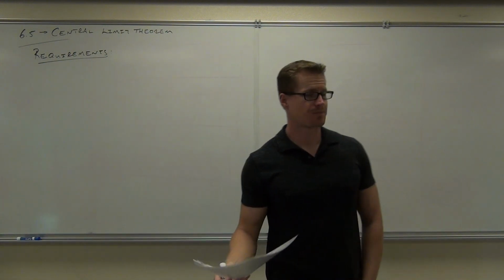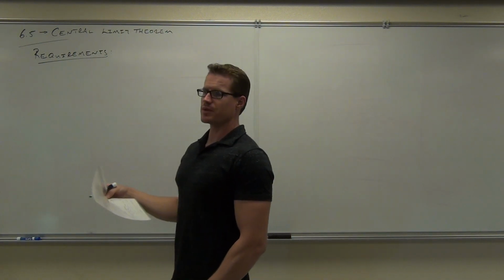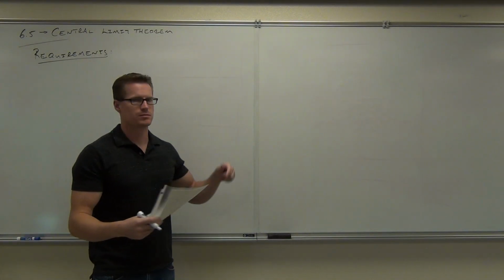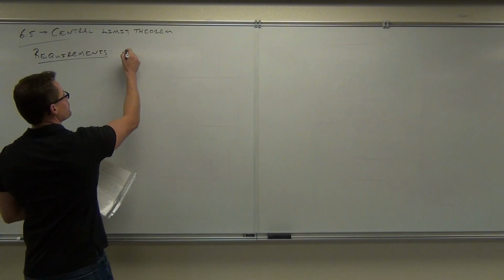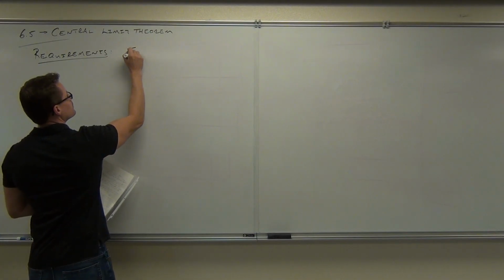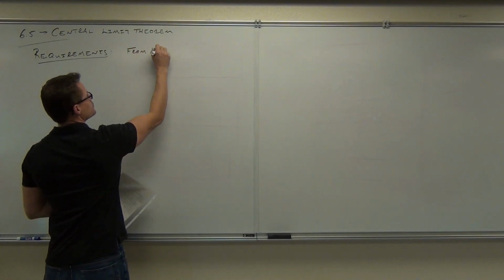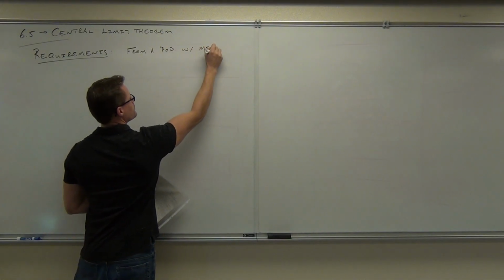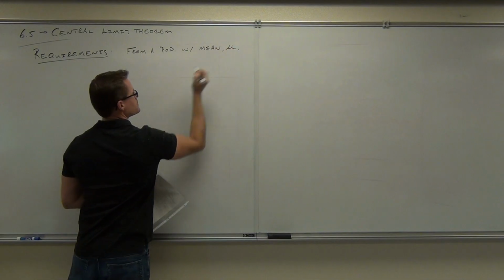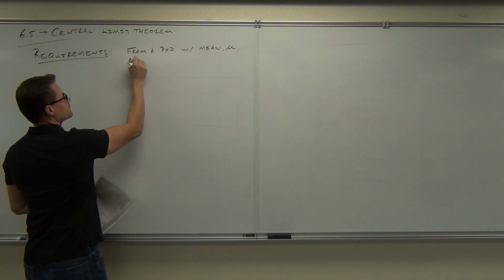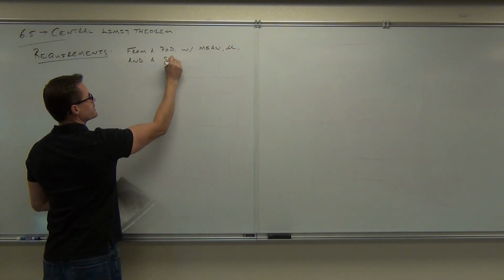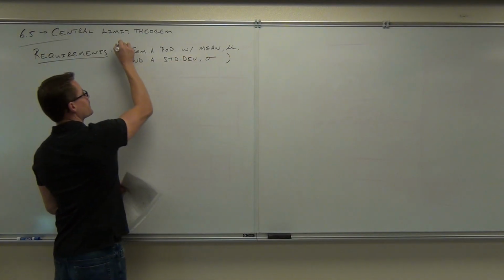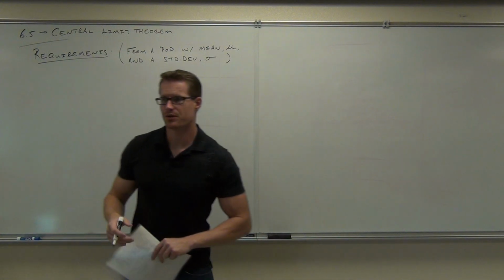Here are your requirements. First off, we're going to assume that we're sampling from a population that has some mean and some standard deviation, okay? So, from a population with a mean of mu, whatever it happens to be, and a standard deviation sigma. We don't have to know what they are, we just have to know that they exist.